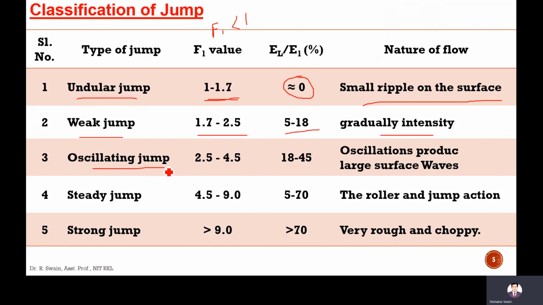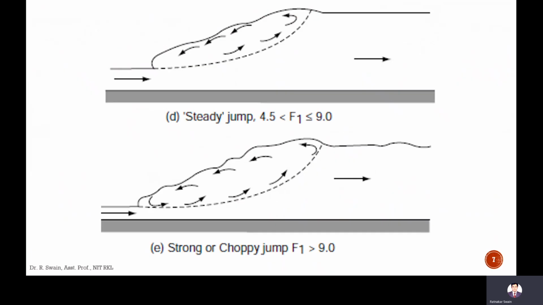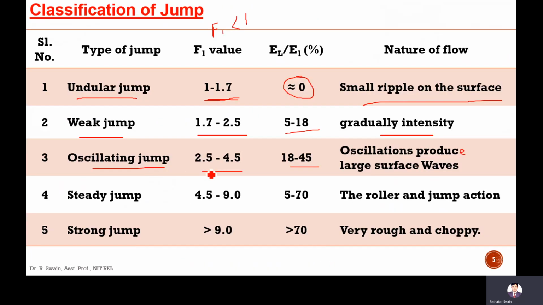Then the oscillating jump. Here F1 varies from 2.5 to 4.5, and the relative energy loss varies from 18 to 45%. The oscillation produces large surface waves. This is the wave; there will be oscillation, and this oscillation produces the waves in the hydraulic jump. This is called an oscillating jump.